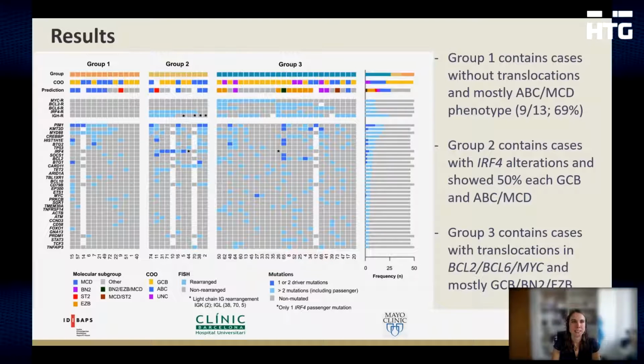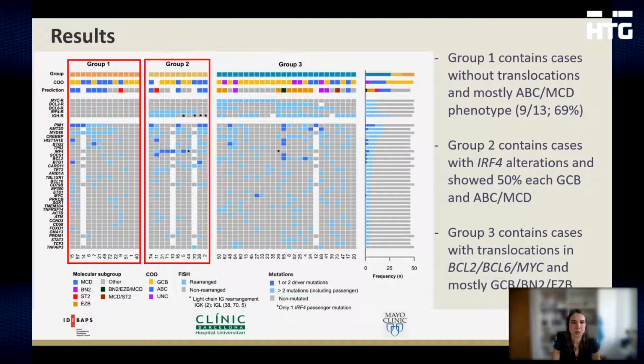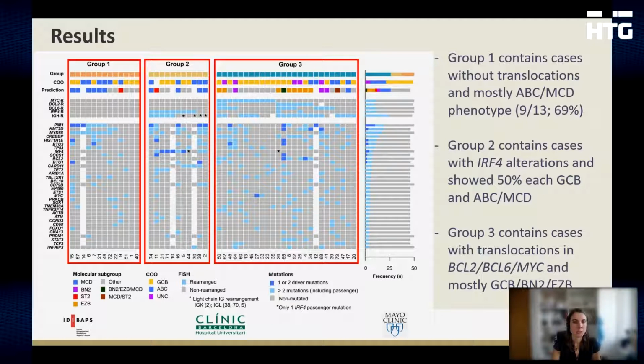To summarize again, this is again the oncoprint. Group number 1 contains cases without translocations, and those cases are mostly of ABC-MCD phenotype. 70% of the group 1 are of ABC-MCD phenotype. Group 2 contains cases with IRF4 alterations and showed 50% each GCB and ABC-MCD, so it's 50-50 in this group. Group 3 contains cases with translocations in BCL2, BCL6, and MYC, and the 2 already mentioned cases with the complex translocations, and they are mostly of GCB, BN2, EZB profile.